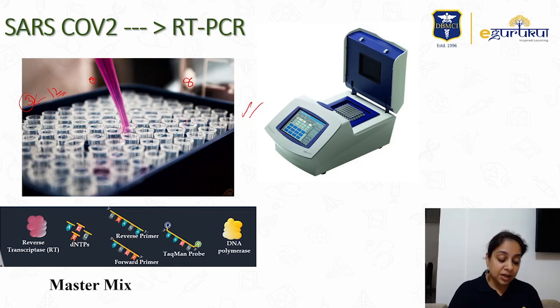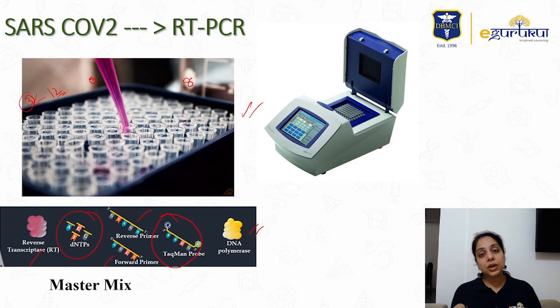The master mix contains your reverse transcriptase, which is first going to convert the RNA into DNA. Then the forward primers and the reverse primers are going to get attached, right? And then also the TaqMan probe, which has the fluorescence and the quencher to give you the fluorescence signal, that is the real-time PCR part. And then DNA polymerase and dNTPs. DNA polymerase is going to use the dNTPs for the extension of the DNA.